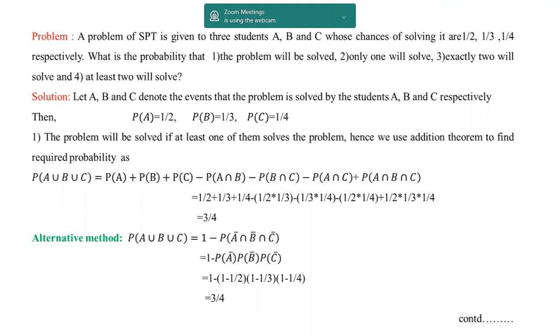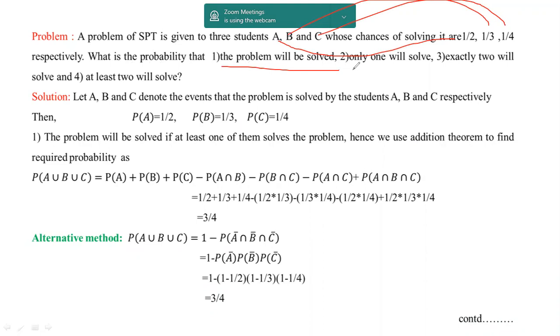Here a problem of SPT is given to three students A, B, C, whose chances of solving it are 1 by 2, 1 by 3, 1 by 4 respectively. So the problem is provided to three students A, B, C, and the probability of it being solved by A is 1 by 2, B is 1 by 3, and C is 1 by 4. Respective probabilities are provided.